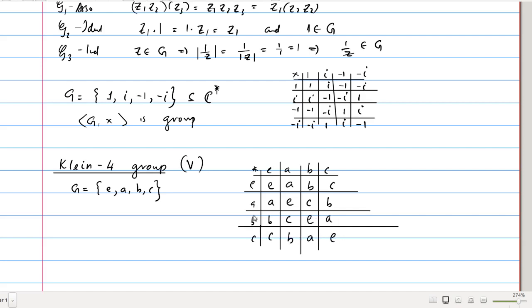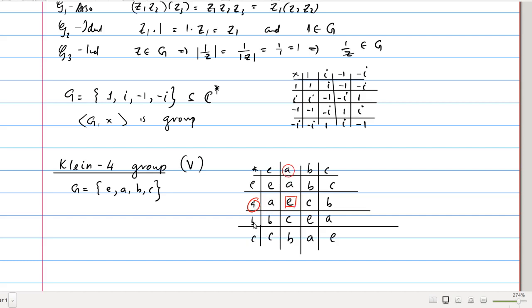Once you construct this table, you can verify all the axioms of the group. I'm not going to verify all of them. You can verify the axioms: associativity, existence of identity, and existence of inverse. The existence of inverse can be seen using this table. If you take A here and observe the identity element E in this row, we get AA equal to E, which shows that the inverse of A is A itself.